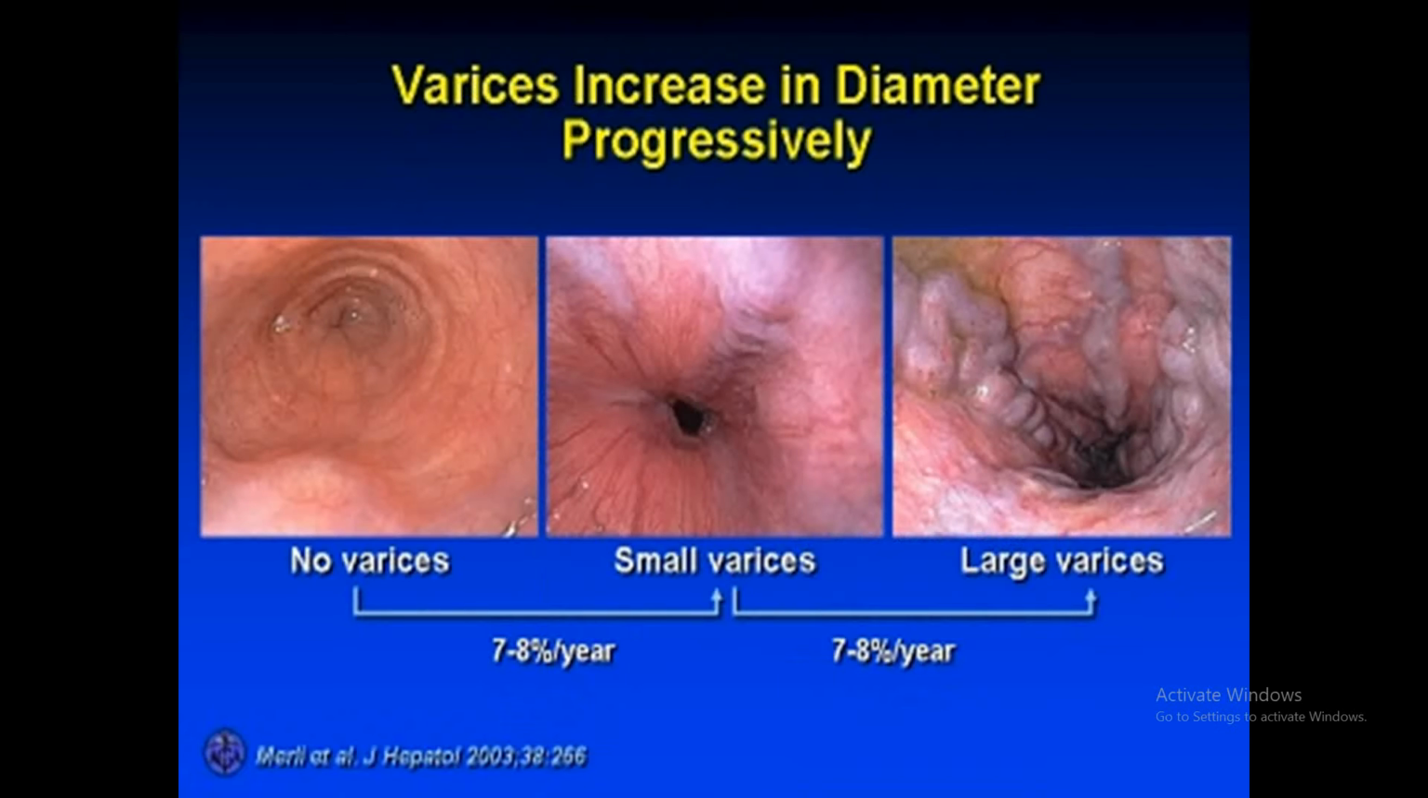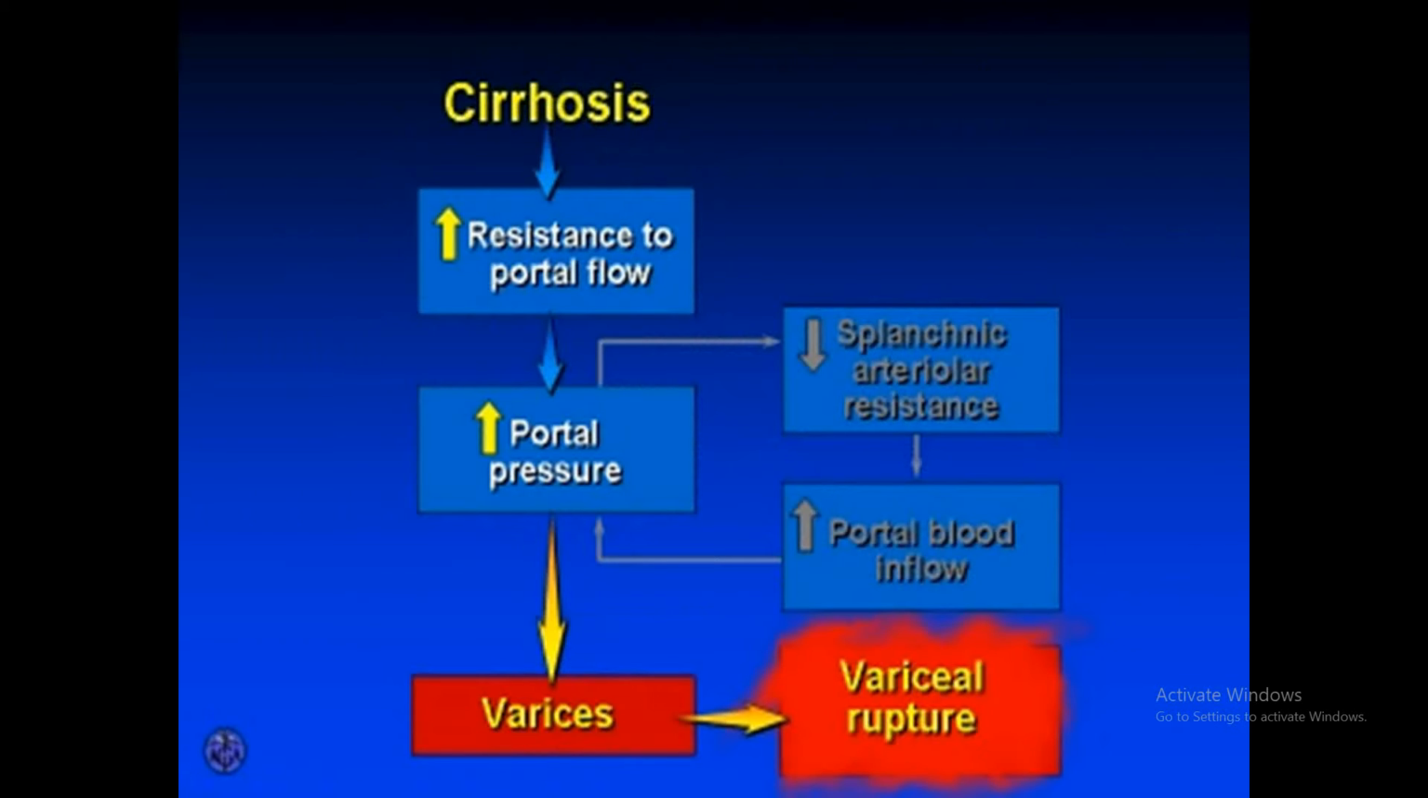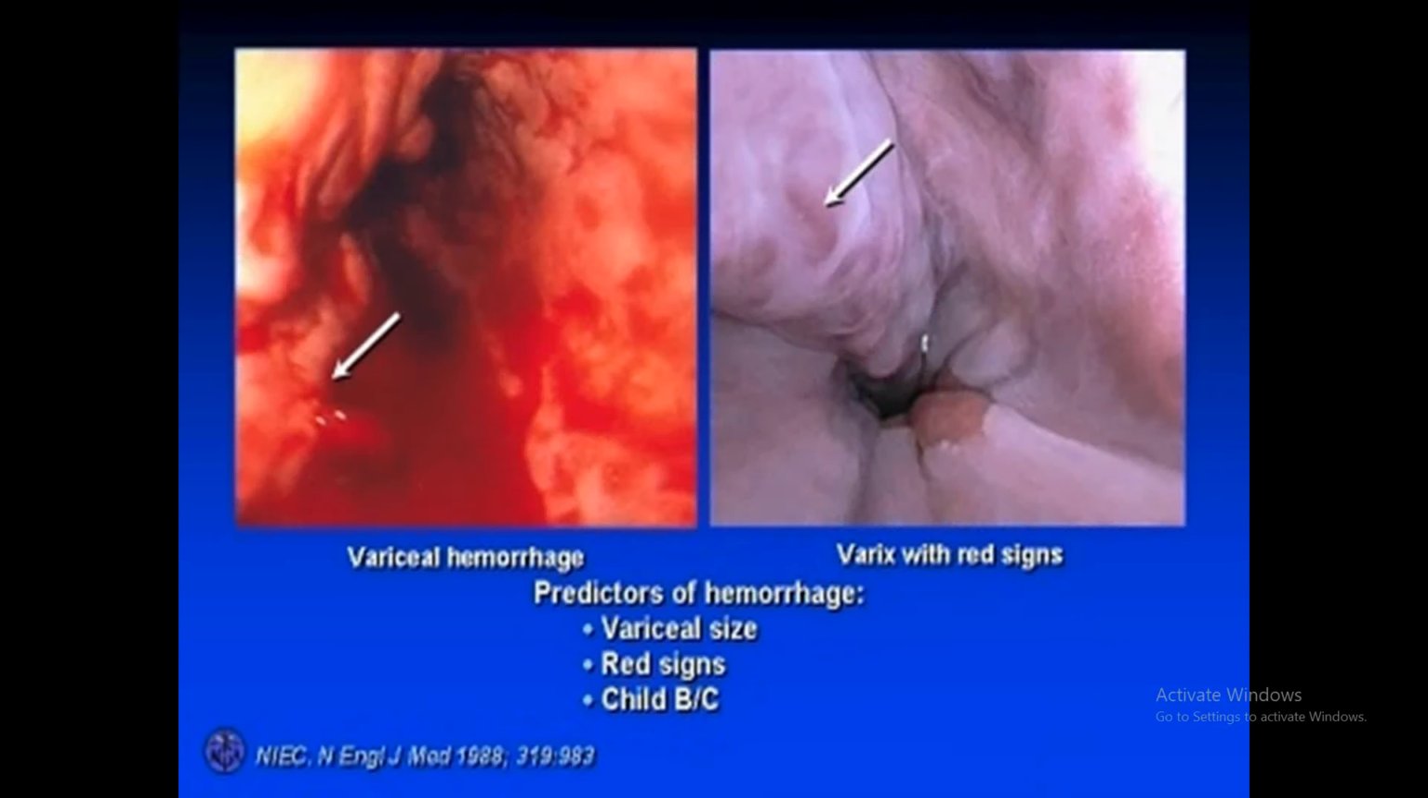Now you see the varices increase in diameter progressively, and again it will cause the varices, and the varices will rupture and cause hemorrhage. The hemorrhage will cause hematemesis. This is the endoscopic view of the esophageal varices.